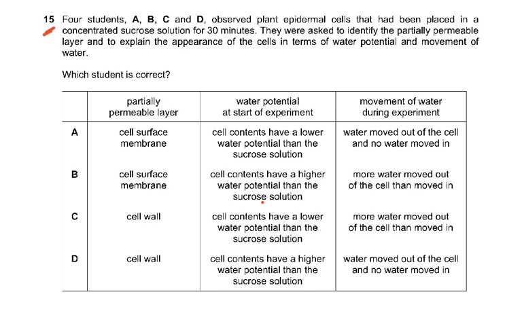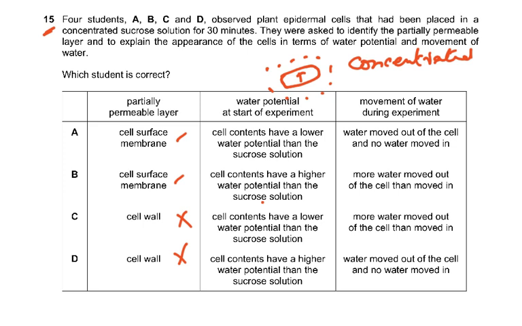Question number 15. 4 students A, B, C, and D observed plant epidermal cells that had been placed in a concentrated sucrose solution. So we've got the plant epidermal cells, and outside you have a concentrated sucrose solution. Concentrated means it has a lower water potential. The inside has a higher water potential. They were asked to identify the partially permeable layer and to explain the appearance of the cell in terms of water potential and movement of water. Well, of course, it has to be the cell membrane. It can't be the cell wall. So this is all rubbish. You don't have to even read those C and D.